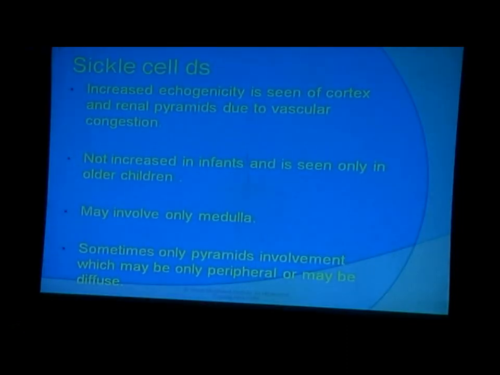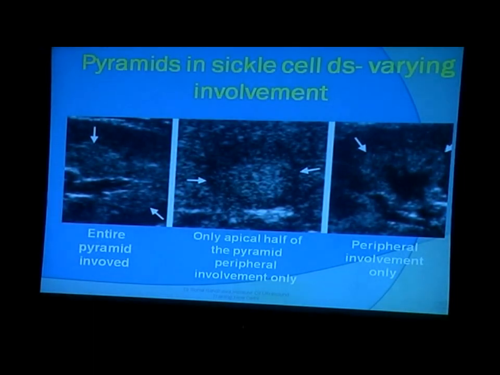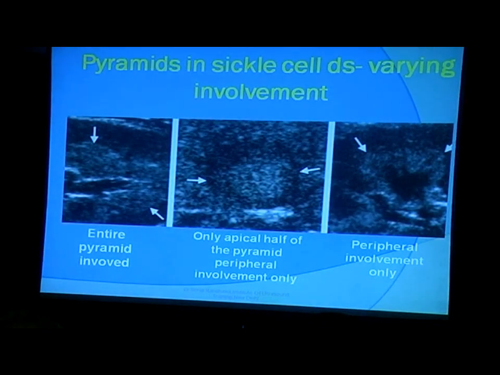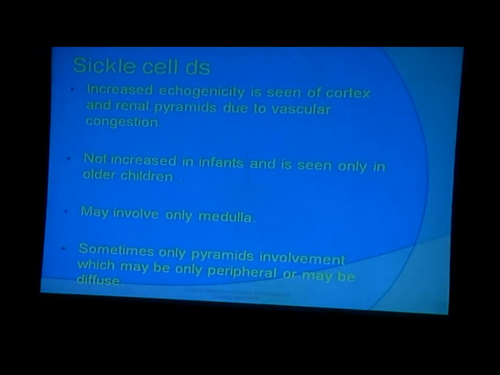Then we come to the last thing, sickle cell disease. Infants may also show you bright pyramids again. And there also you may find only medullary involvement. Rarely pyramids may also be involved. And again the picture is bright pyramids. Partly involved, lower half, the apical half is involved, right? Here the whole pyramid is involved, here only the periphery. And the cause here, it is believed in sickle cell, is probably congestion rather than deposition of calcium or something.